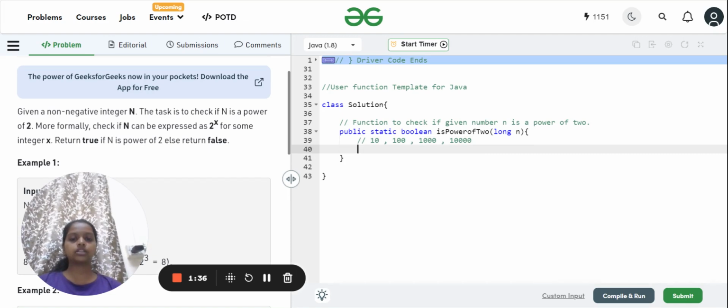So how can we check? The basic approach is to find all the bits and count the number of ones. If the count is greater than 1, we have to return false. If it is equal to 1, then we have to return true.